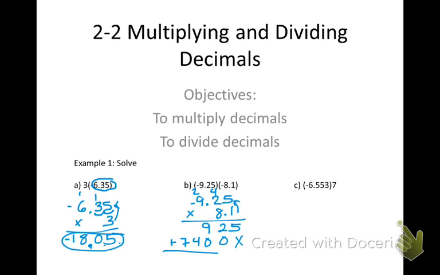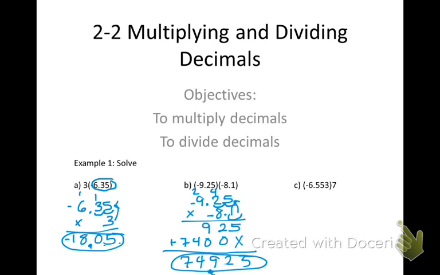Then you add them, and it would be 52947. And this time on the top I have 2, and on the bottom I have 1 decimal, so I'm going to move that. Means 3 decimal places. So it's 74.925, and then it's a negative times a negative, which makes it a positive.